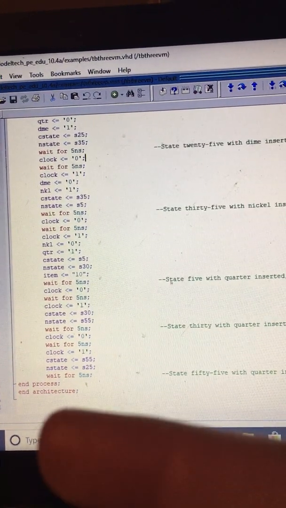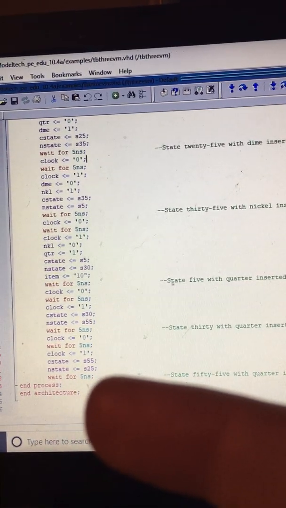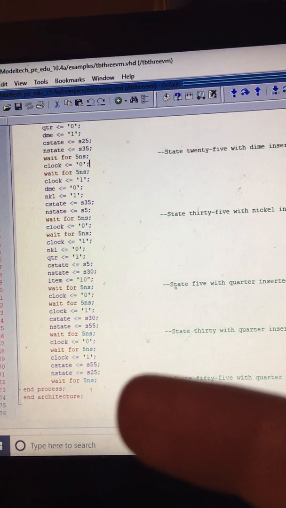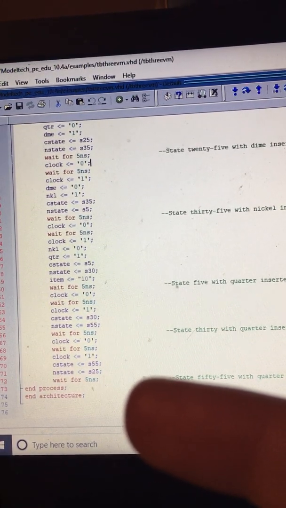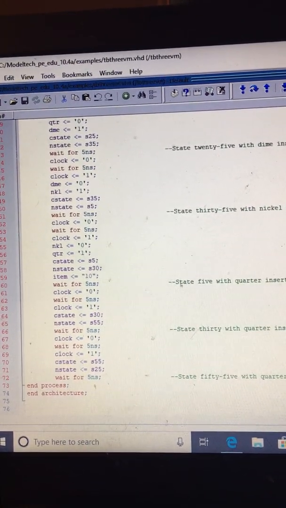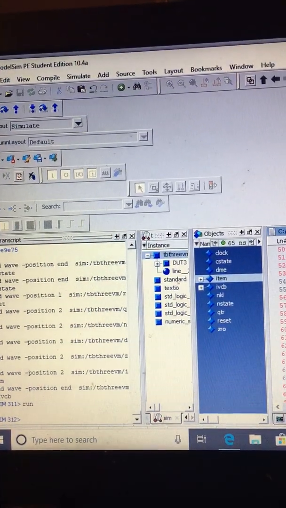But since item 2 is being selected and it's in state 55, the output will be 1, 0, 1, which stands for item 2 being vended with change being given back. And that's the end of the test bench. And then we will look at the simulation next.